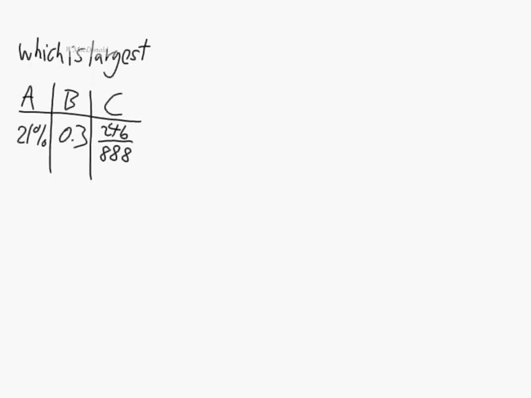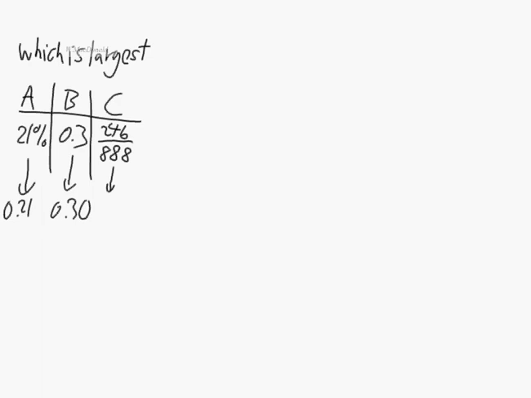Next question says, which is largest? And it gives us 21%, 0.3, and 246 out of 888. So the first thing I'm going to do is choose what I'm going to convert them all to. Since one's a fraction, one's a decimal, one's a percent, it doesn't matter. I'm going to choose all decimals. So I'm going to keep 0.3, but I'm going to put a 0 on there just to make it easier to see.